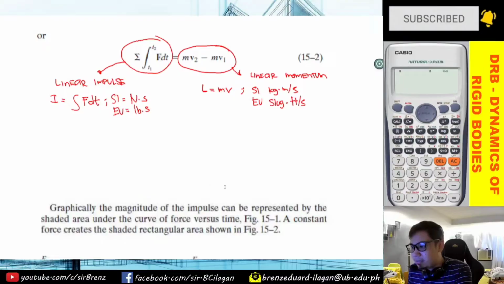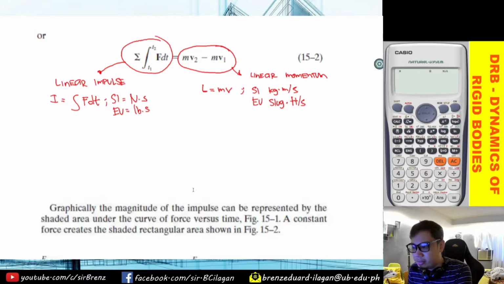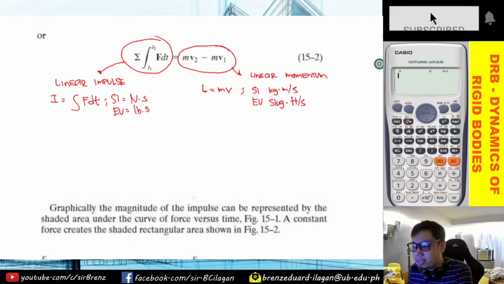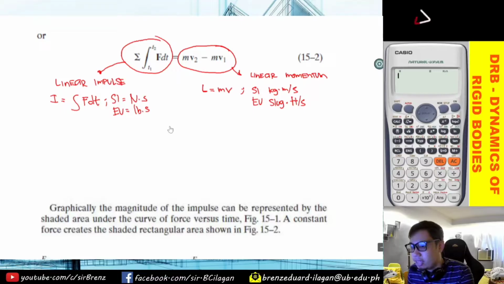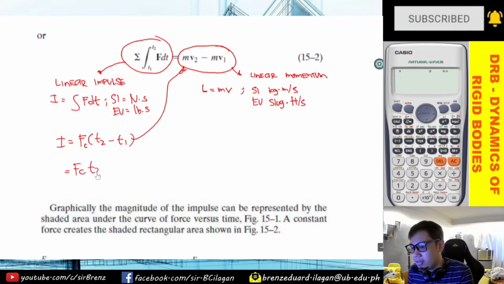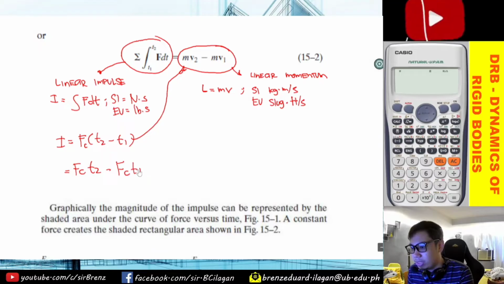If the force is expressed as a function of time, the impulse can be determined by direct evaluation of the integral. In particular, if the force is constant in both magnitude and direction, the resulting impulse becomes, instead of the integral, the constant force multiplied by t2 minus t1. Or that can be Fc t2 minus Fc t1.